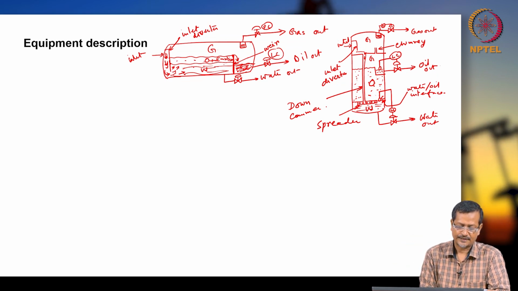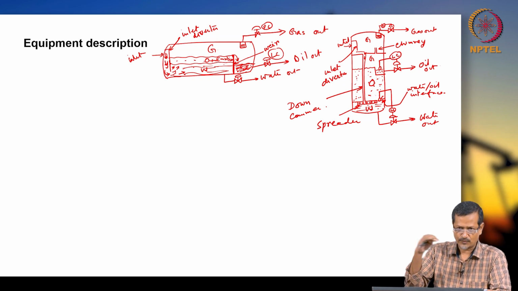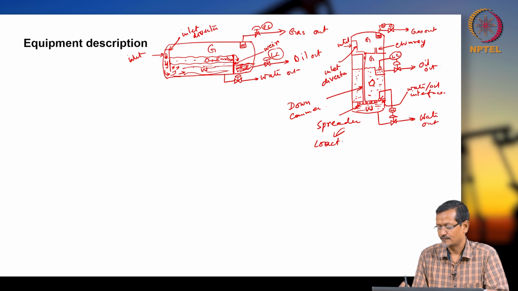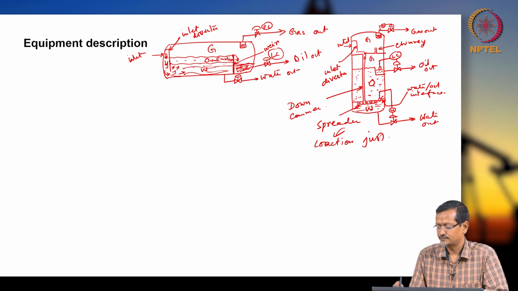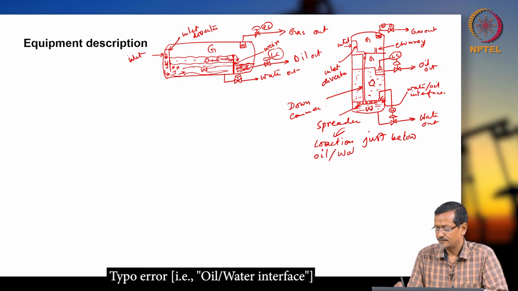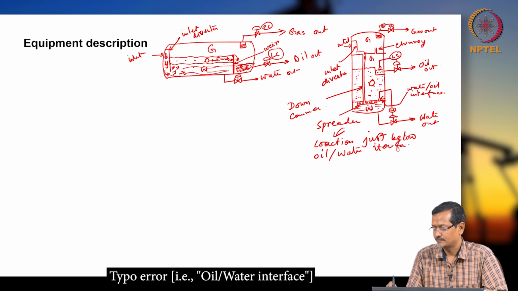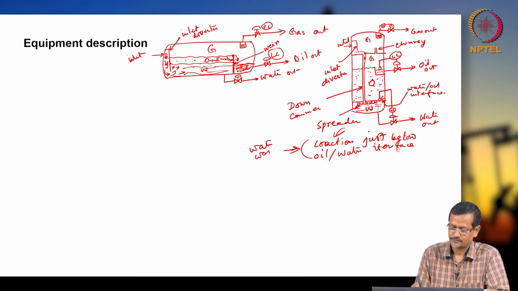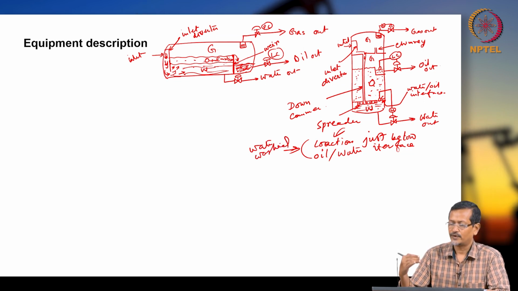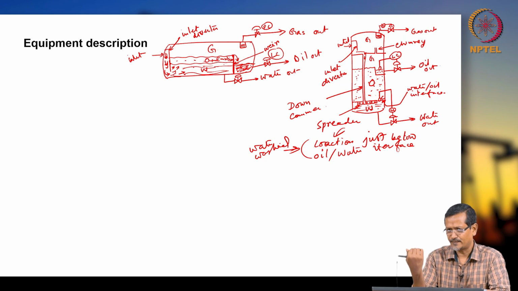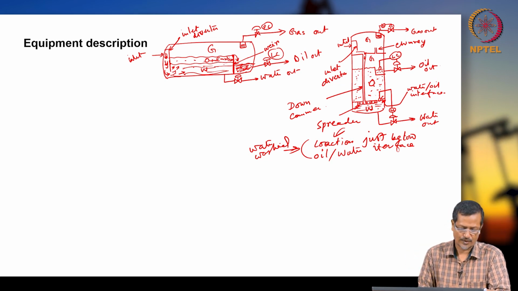Most designs contain a downcomer that directs the liquid below the oil water interface. Just below the oil water interface, so it will be water washing. So the spreader location is just below the oil water interface, so that fluid will get water washed. If you move the location to another part, then water wash will not be there. So just in the water area, smoothly you are creating laminar flow, you are giving this spread. Okay, you are creating water wash.